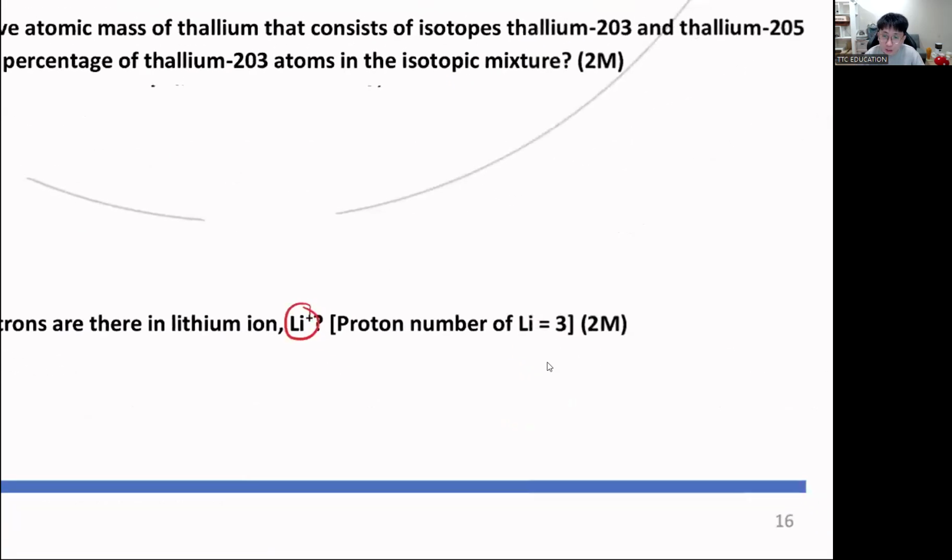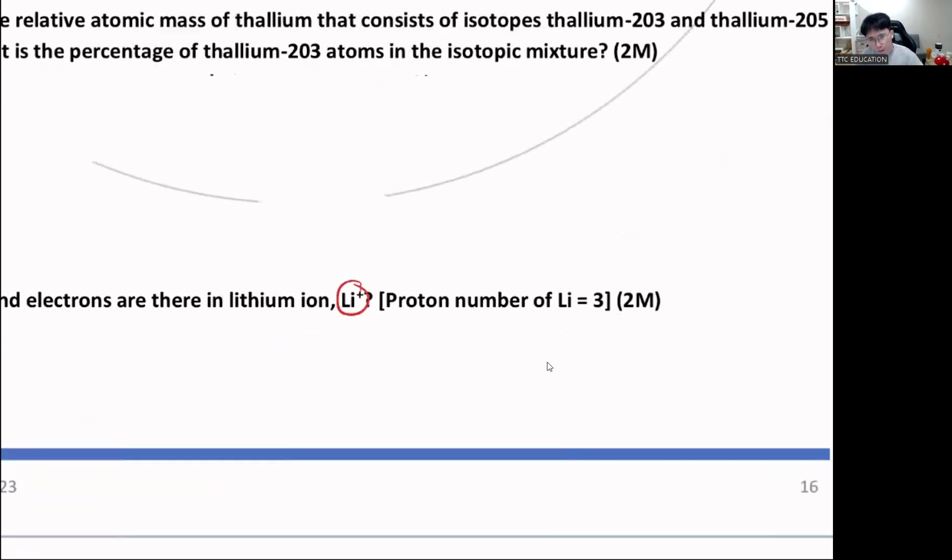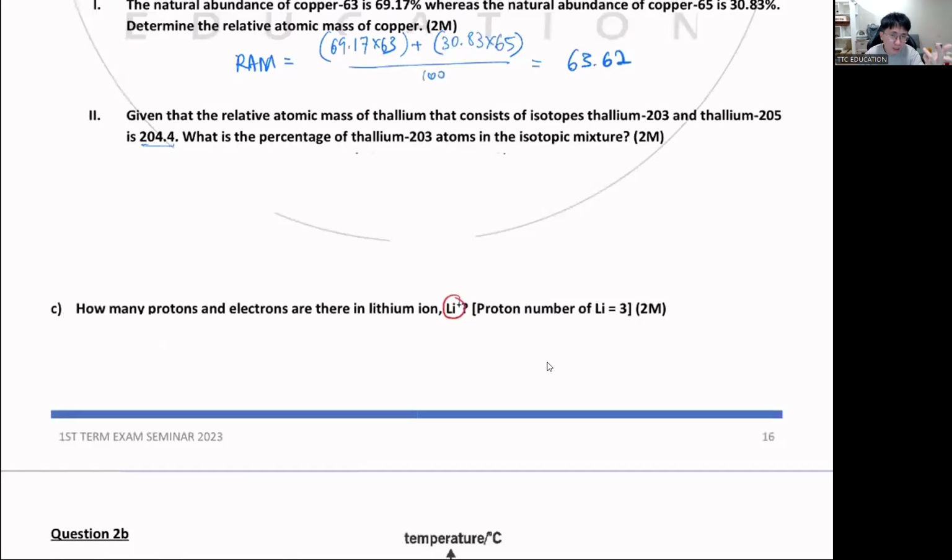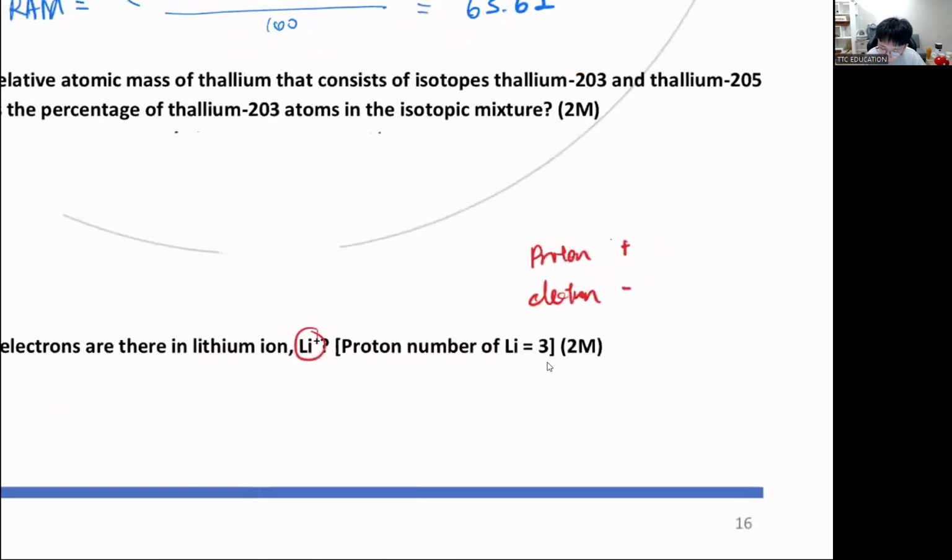So let me ask you one question. What is the charge of a proton and what is the charge of an electron? In your mind, you know that a proton has a positive charge. Okay, and then an electron is what charge? Electron is negative, correct? So if it has 3 protons and 3 electrons, by right the atom is neutral, no charge at all.